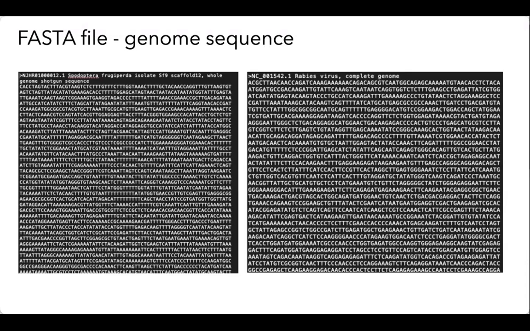And then what follows from the second line is the actual sequence itself, in the order in which they are called by the sequencer machines, or in the order in which they are mapped and assembled in the assembly pipeline. So this is the file, this is the DNA sequence input that we will be concerned with while we are working in a programming environment.